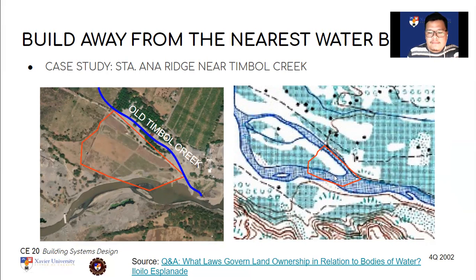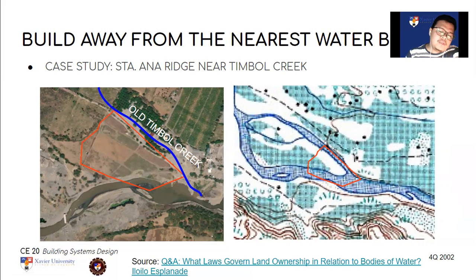And when we check it from the old NAMRIA maps, it's actually existing. So you can see here that this blue line is the old creek that's mapped even from the 1950s. However, when we did a reconnaissance survey on site, the Timbol Creek is no longer existent. There's no water there. It's just soil, gravel, and big chunks of rock. So in that case, you need to consider not just what's existing, but also on what has been there before.